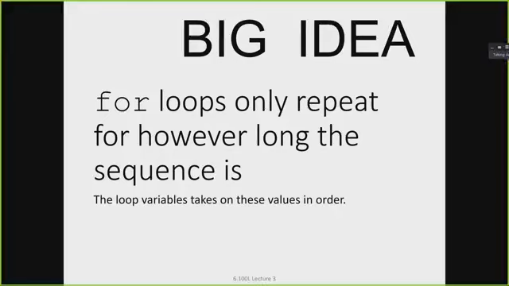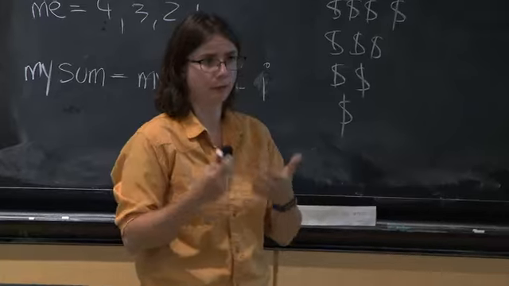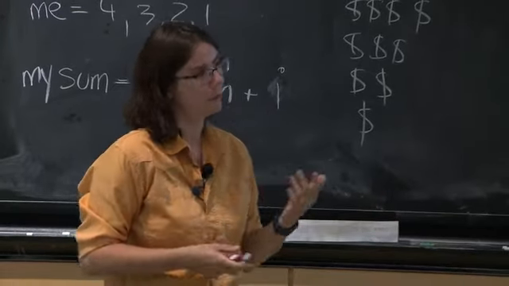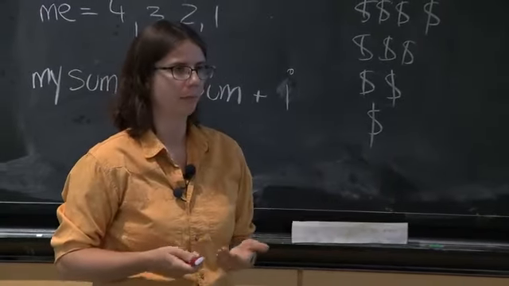Okay. So the big idea about for loops is they're going to repeat however long the sequence is, right? So you're able to repeat certain code a set number of times, which is really useful in some situations. While loops were useful in situations where you didn't know how many times you might want to repeat the code.